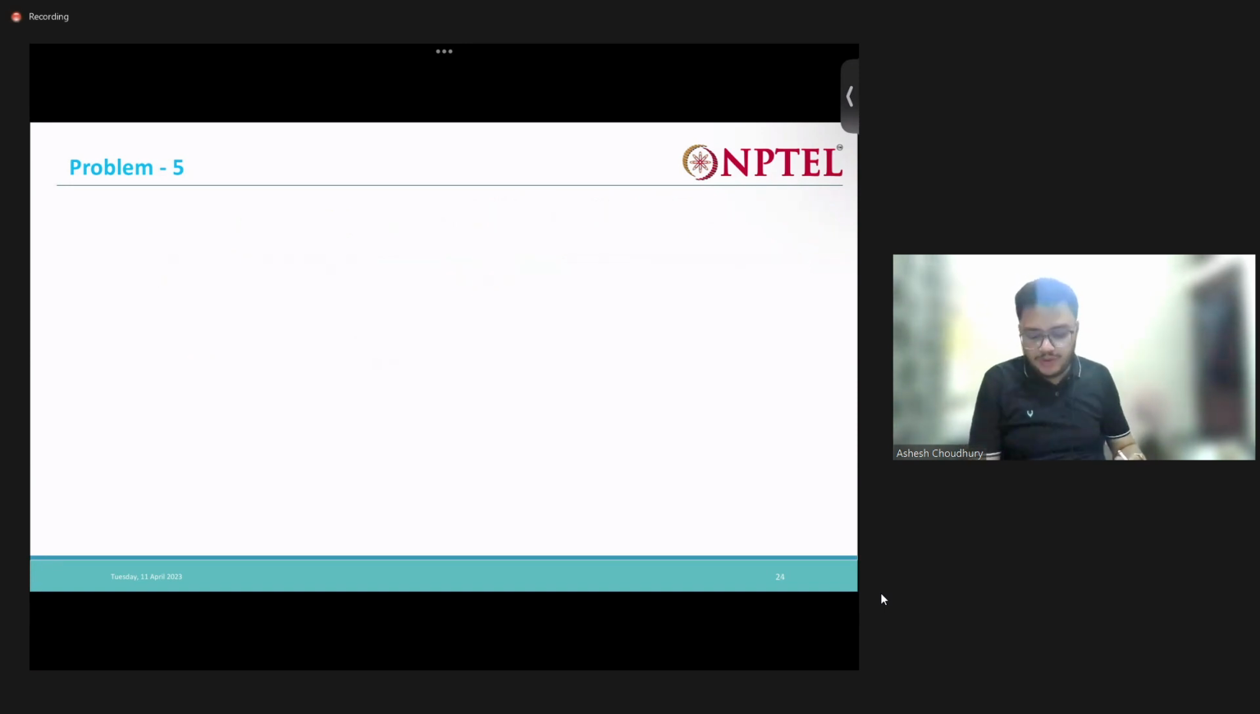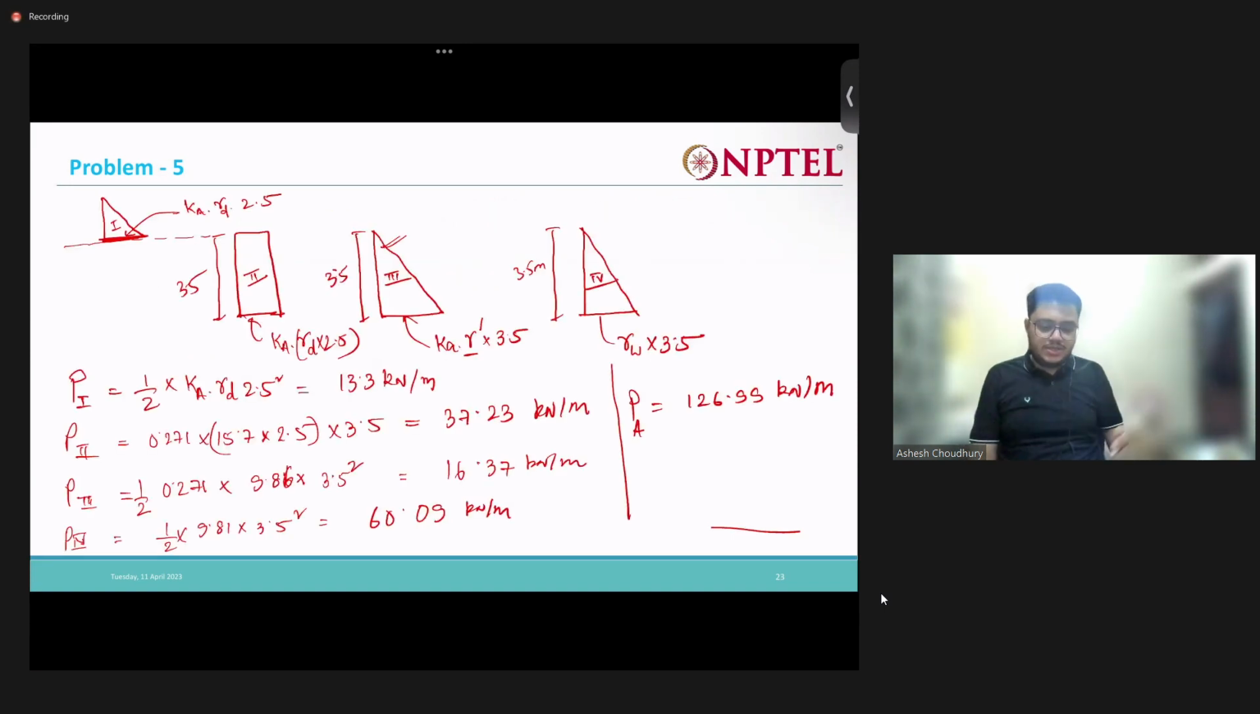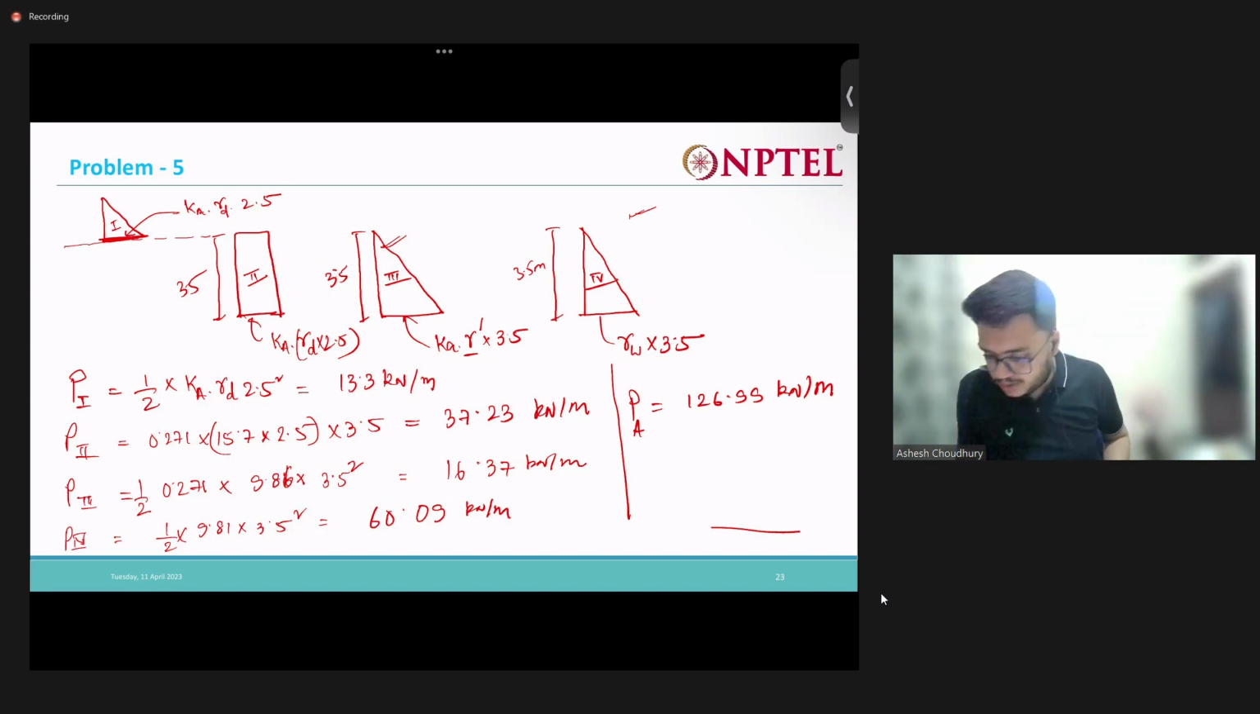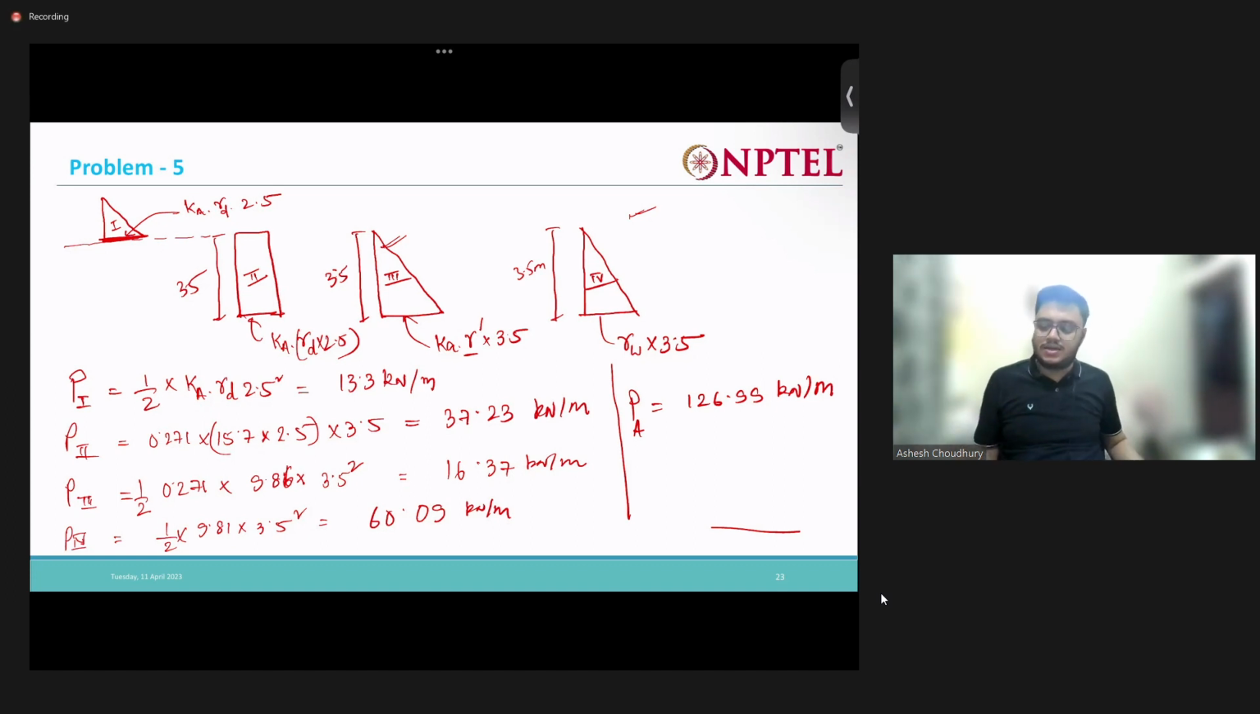So it is easier if we draw all these pressure diagrams separately and then solve. Rather than drawing everything in one figure, it is easier to separate them out. The chances of making a mistake are less this way.